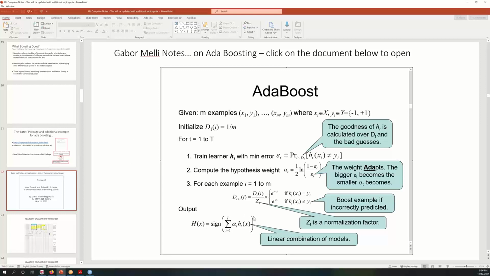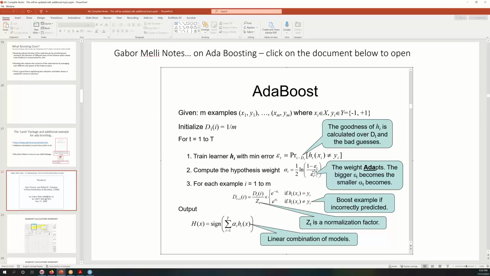Okay, see, the final line is sine function of alpha t times h t. These are the functions, right? These are the lines, the linear components of those functions. How do we get alpha t? That's what we are going to find out. Alpha t is really 1/2 logarithm of (1 minus epsilon t) divided by epsilon t, where epsilon t is the error.